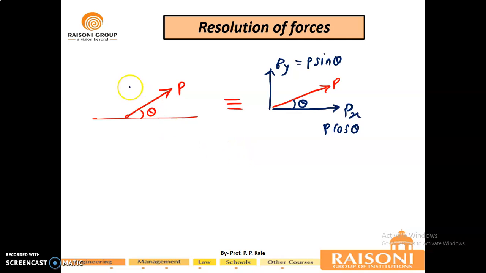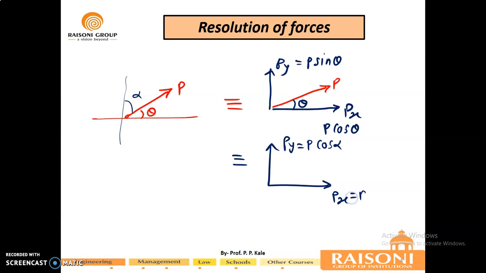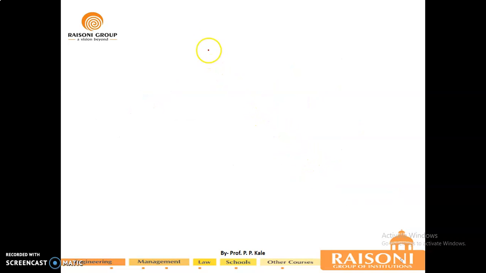If in case you are given the inclination of P with respect to vertical, that is alpha, then you will have Py as P cos alpha and Px as P sin alpha. Please remember this: always the component which is beside the given inclination is a cos component. Now we will solve one problem, but before that we should know the procedure.